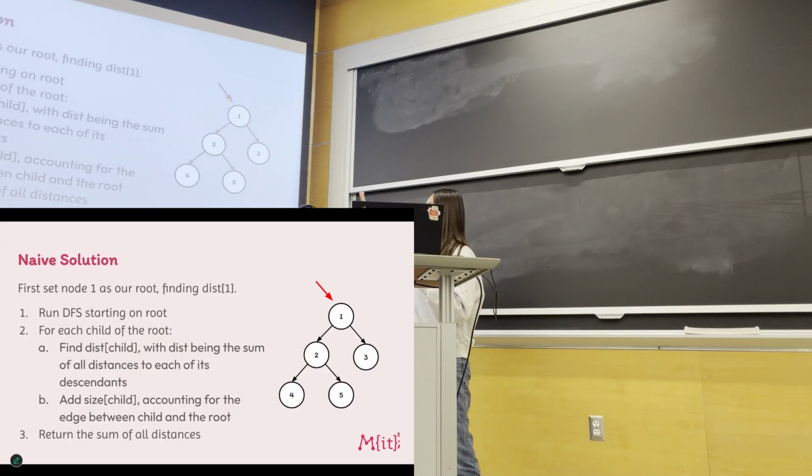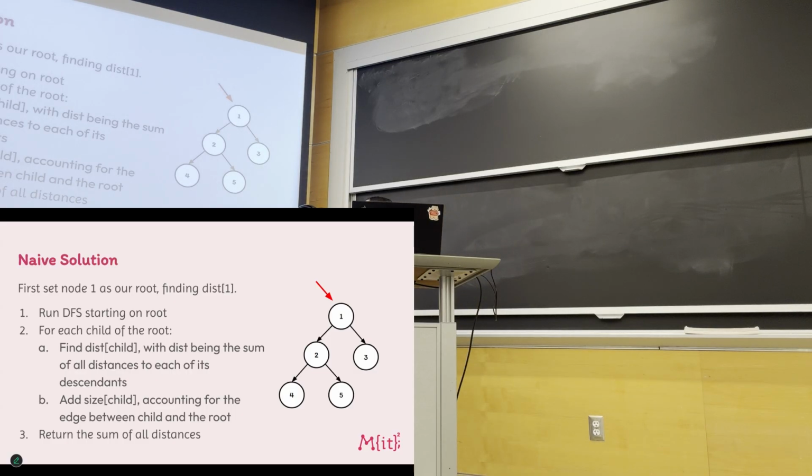And for every single child of the root, we find the distance of the child, which is the sum of all distances to each of its descendants. So for example, if we're considering node 2, we're finding the distances to node 4 and node 5. And if we're considering node 3, there's no children, so the distance is 0.